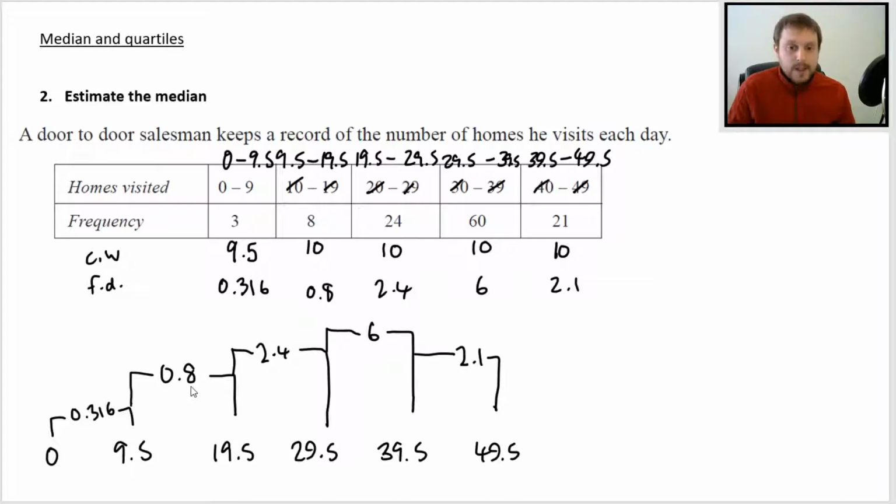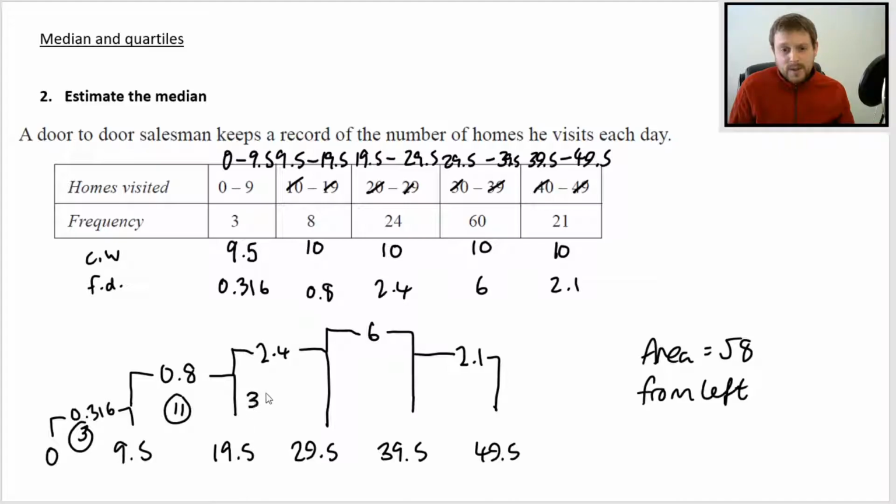So the total frequency is 3 add 8 add 24 add 60 add 21, which is 116. We want to halve that to get 58. So we want an area of 58 from the left. We have 3. We have 11. We have 30. Well, we have 24 in there. Sorry, I'm accidentally doing the cumulative frequencies there. So 3 add 8 is 11. Add 24 is 35. Add 60 will be way too big. So we are in this box here. And then 58, take away 3, take away 8, take away 24. We want this to have an area of 23.